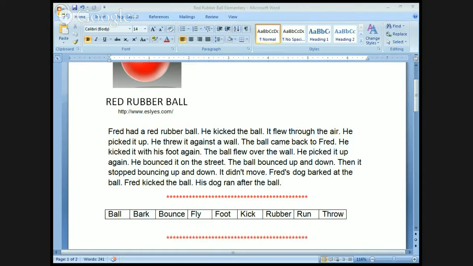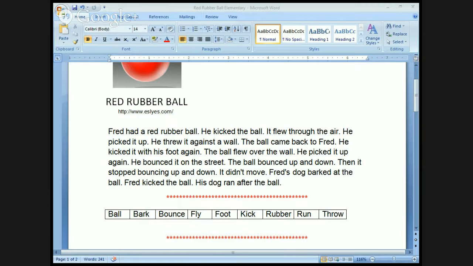Fred's dog barked at the ball. Whose dog barked at the ball? It was Fred's dog that barked at the ball. What barked at the ball? It was Fred's dog that barked at the ball.